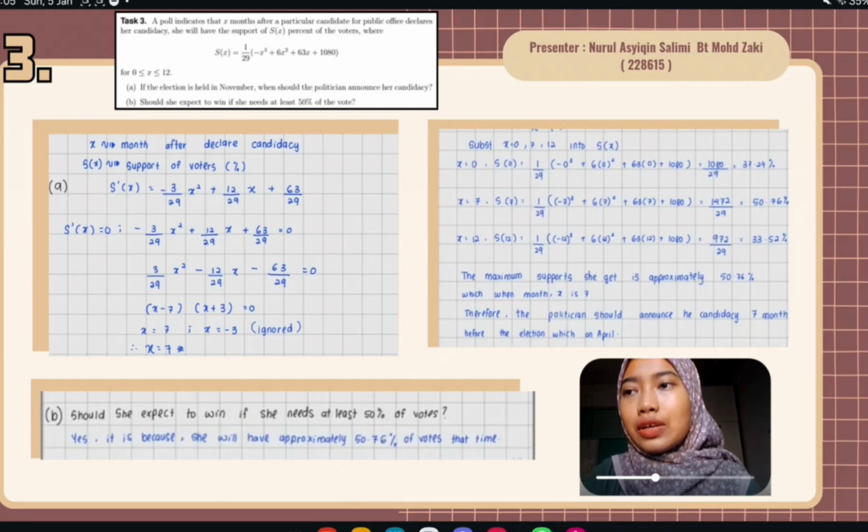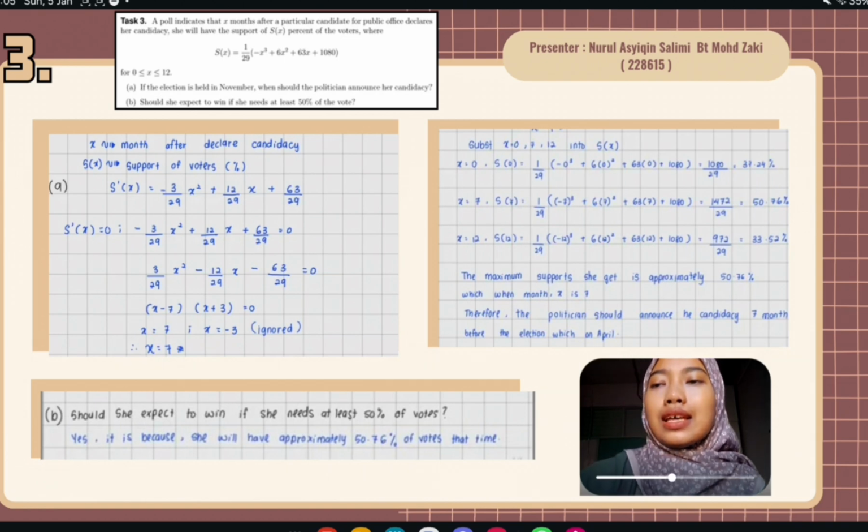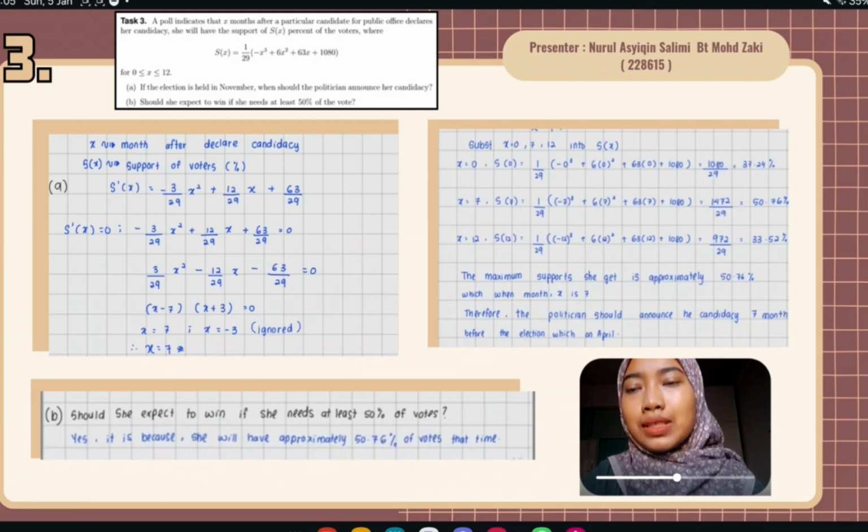We got x equals 7 and x equals negative 3. We need to ignore negative 3 because x represents months, and there is no negative in months. So our answer is x equals 7. For the second part, we need to substitute x with the values 0, 7, and 12.